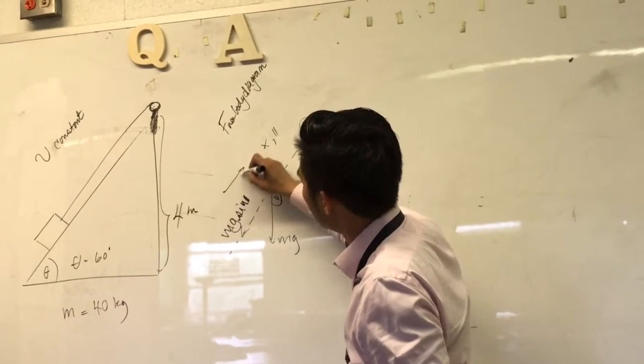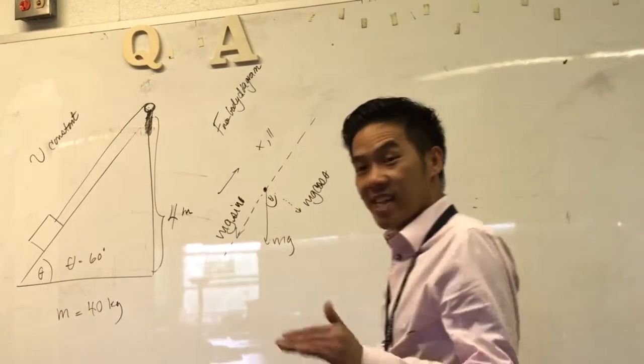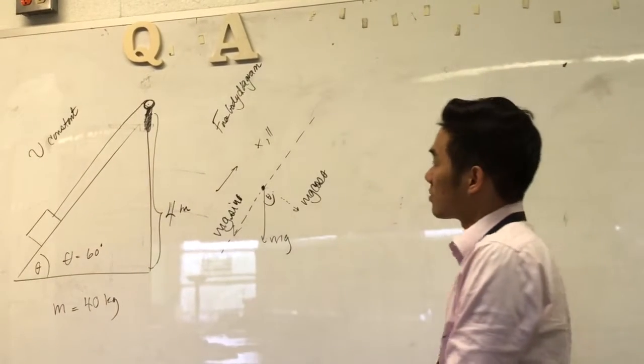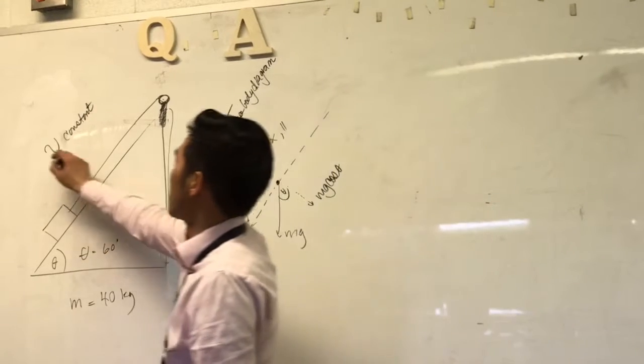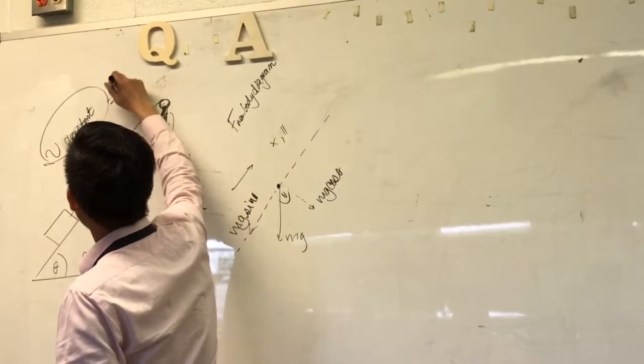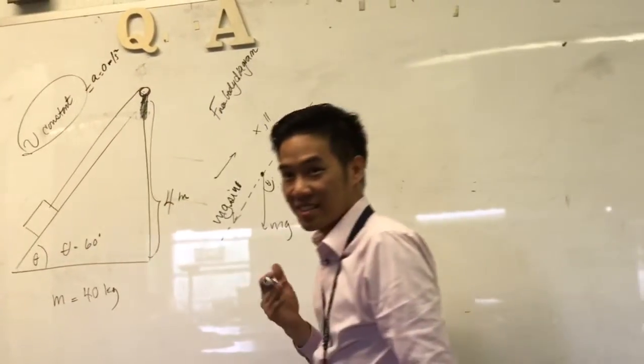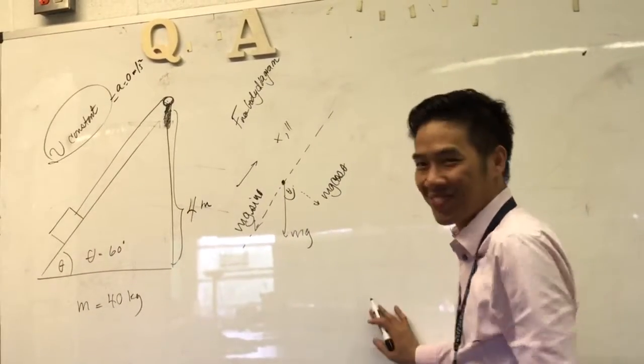Is the object accelerating? No. How do you know? Because it says there's a constant velocity. Constant velocity means a is equal to 0. That's kind of common sense, and that's very important for you to know.